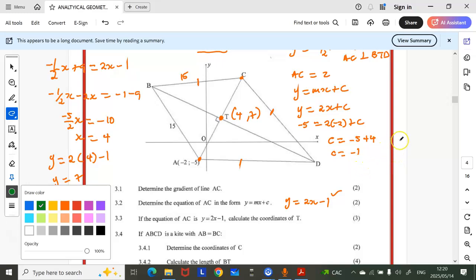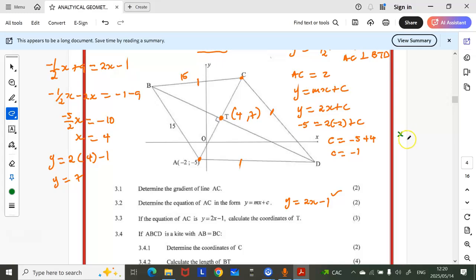Let's use a different color. We are going to have x for C plus x for A over 2. This will be equal to 4 in this case. This is an equation to find the value of the coordinate for C for x, right? And then what about y? We are going to have yc plus ya divided by 2. This will be equal to 7. So let's substitute into these two.